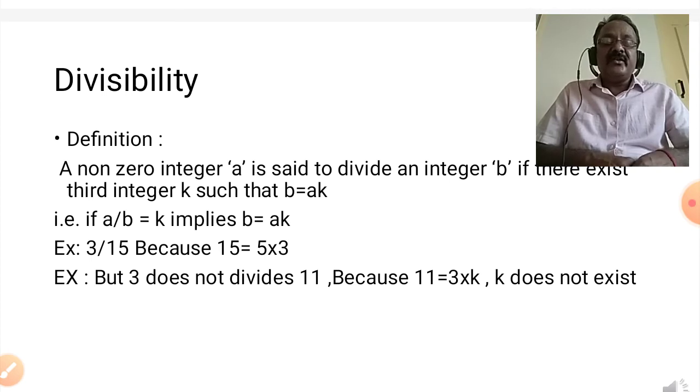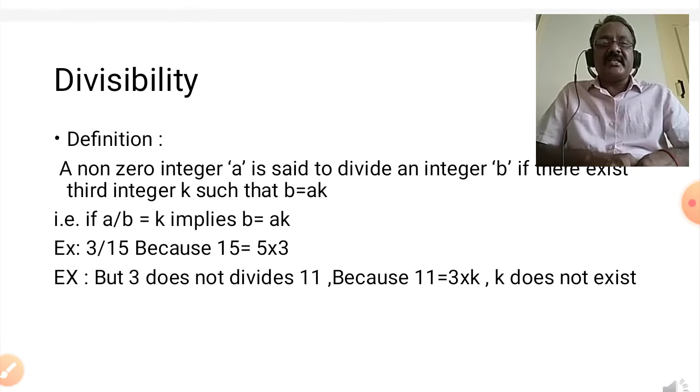For example, I have taken one example. 3 divides 15, correct? Yes, 3 divides 15. If you divide 15 by 3, there exists an integer 5, because 5 times 3 is 15. Therefore, 15 is equal to 5 into 3.